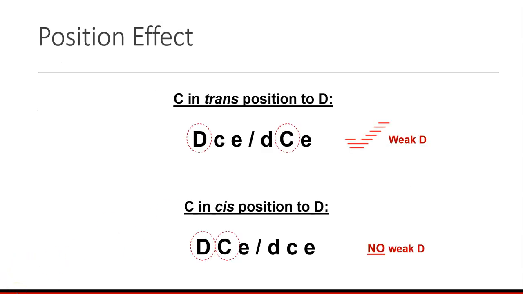So here's an illustration. Once again, C in the transposition to D, we have the weak D. But if C is in the cis position to D, which is the lower illustration, it is not weak D. You'll have a normal expression of the D antigen.